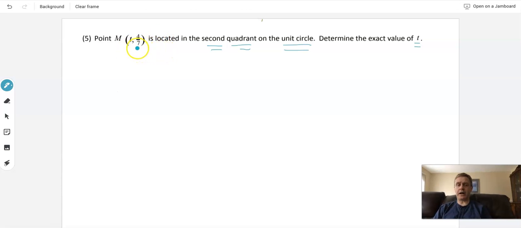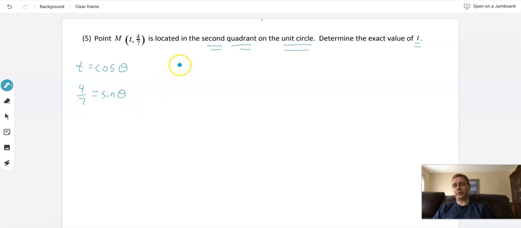Well, the first thing I'll highlight here is that the point is on the unit circle. And remember, whenever you're on the unit circle, the x-coordinate, which in this case is t, will always equal the cosine of the angle theta that rotates us to that particular point. And the y-coordinate, which is 4/7, equals the sine of the angle theta that rotates us to that particular point. So that's going to be really helpful.